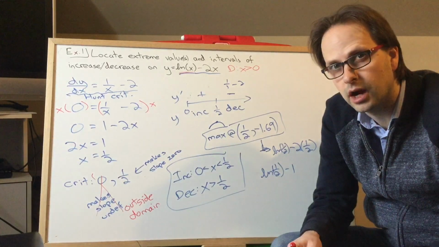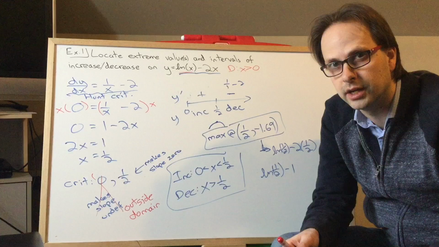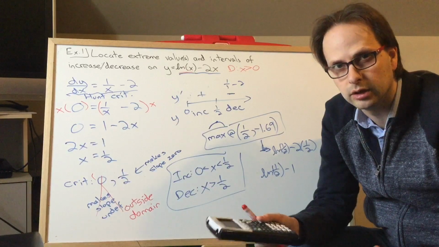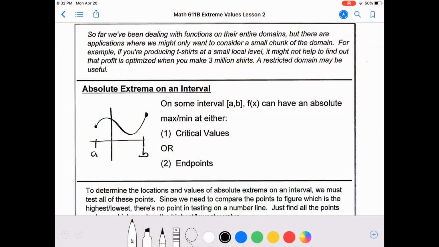But before we do that, I want to touch on the one other major topic in this video, which is finding absolute extrema on closed intervals. So far, we've been dealing with functions on their entire domains, but there are times when we might only want to consider a small chunk of the domain. So, for example, if you're producing t-shirts on a small local level, it might not help to find out the profit is optimized if you make 3 million shirts. A restricted domain might be useful, say if your production is capped at 10,000.